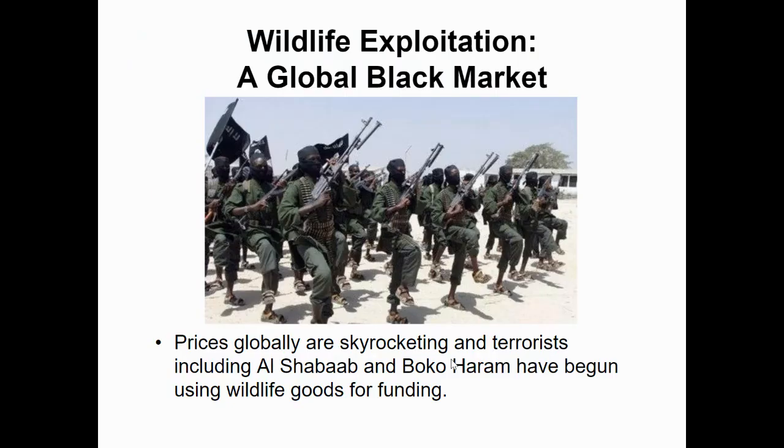But basically, we have a global black market for a variety of reasons. Prices are skyrocketing. Terrorists have begun to control these wildlife goods to try to fund their terrorist organizations like Boko Haram and Al Shabaab.